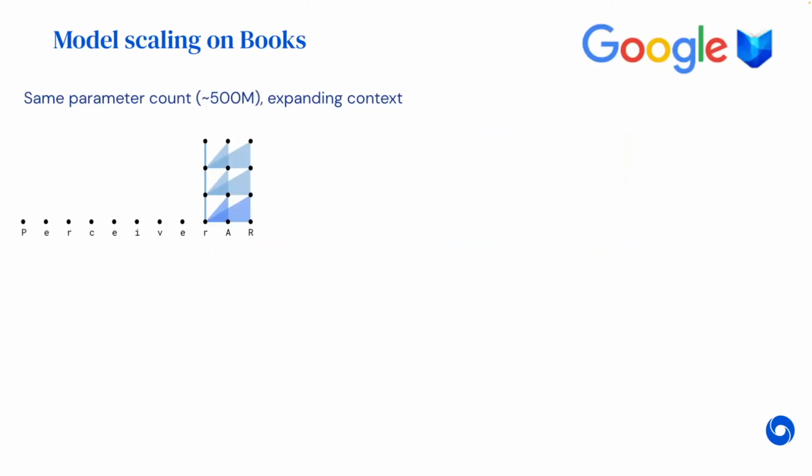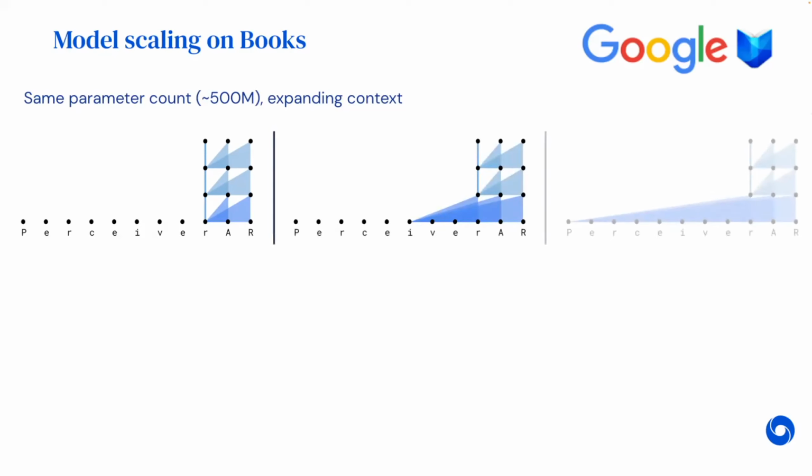To get a sense of how the parameter count and context length interact in this model, we ran a few experiments on the internal Google Books dataset, which contains about 5 million books, some of which contain about 1 million tokens. So there are very long context dependencies here, but we know that we're unlikely to overfit it because there are a lot of books. Because changing the size of the input cross-attention in this model doesn't add parameters, we can easily train models with the same parameter count, but increasing context.